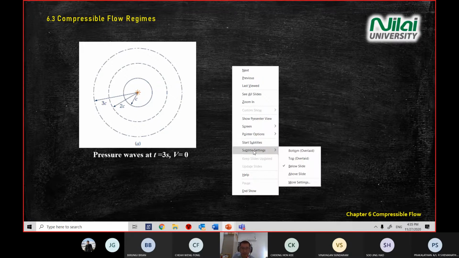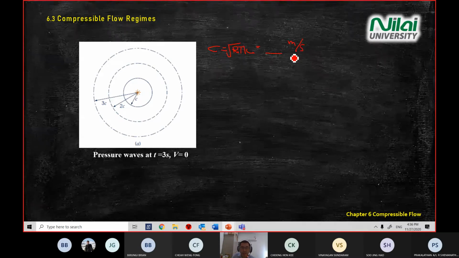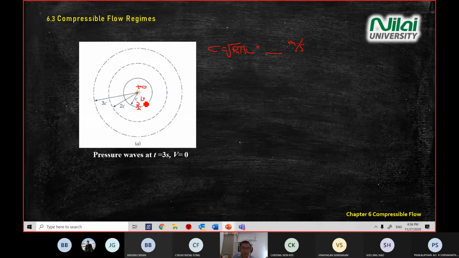Let me write something on the slide here. You know that C equals square root of RTK, in the unit of meter per second. Your speed of sound is in meter per second. Let's say this is t equal to 0 and you generate a sound wave. After 1 second, you will hear the first sound wave at the distance of C.